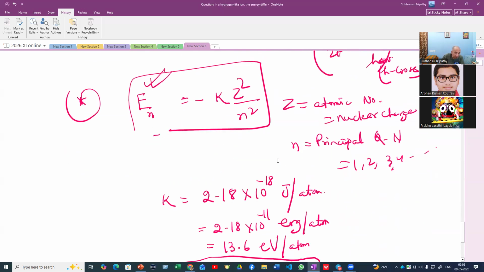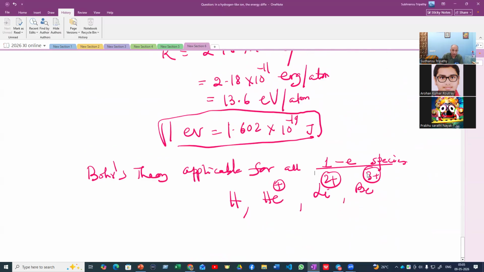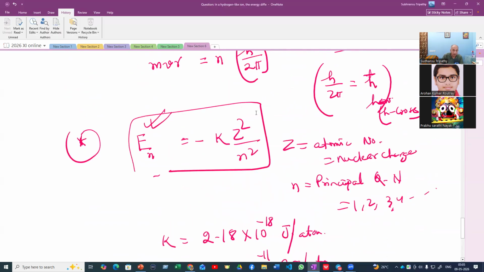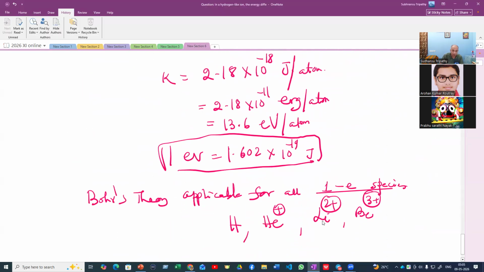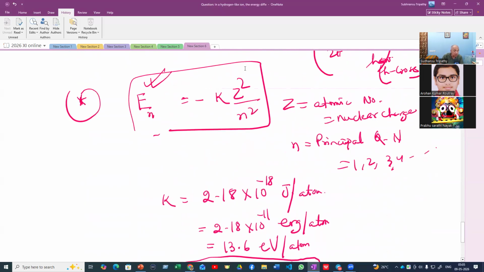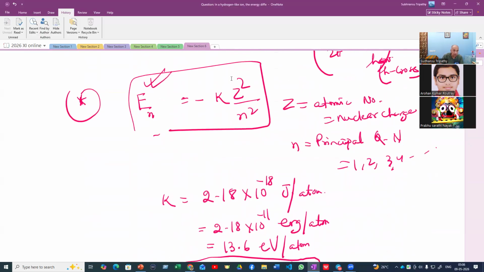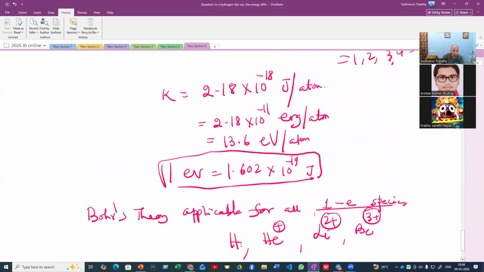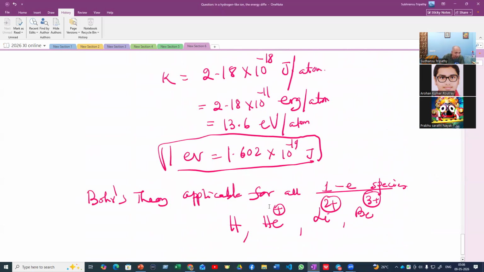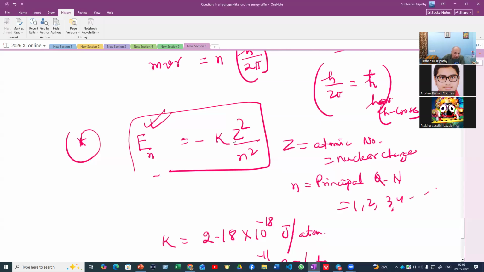It will be beryllium 3 plus, it will be 3 square, 9. Oh, it is lithium 2 plus. Oh, sorry. Beryllium is 4. 4 square is 16. Lithium 3 protons, so 3 square 9. Helium 2 square 4. And hydrogen 1 square 1. So that is why the Z factor is there. Z is the nuclear charge, that atomic number.